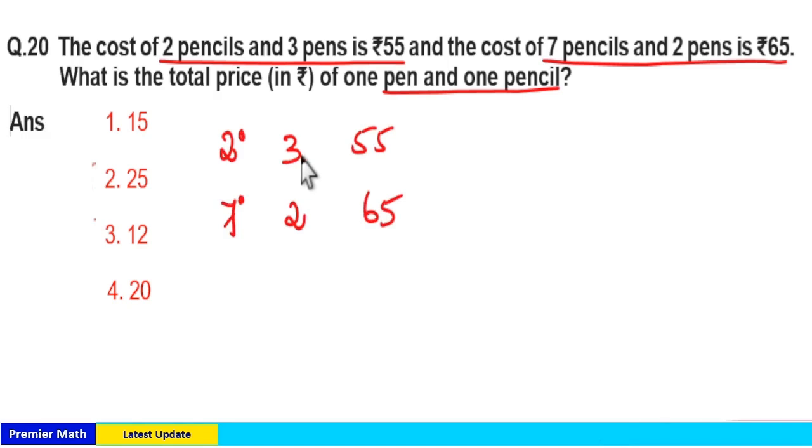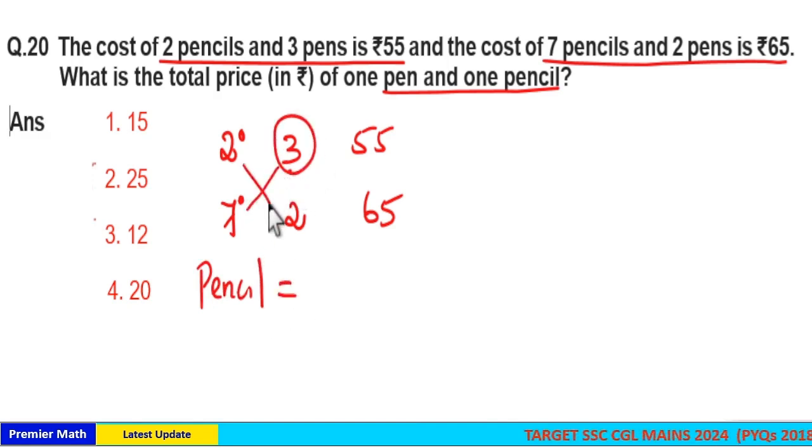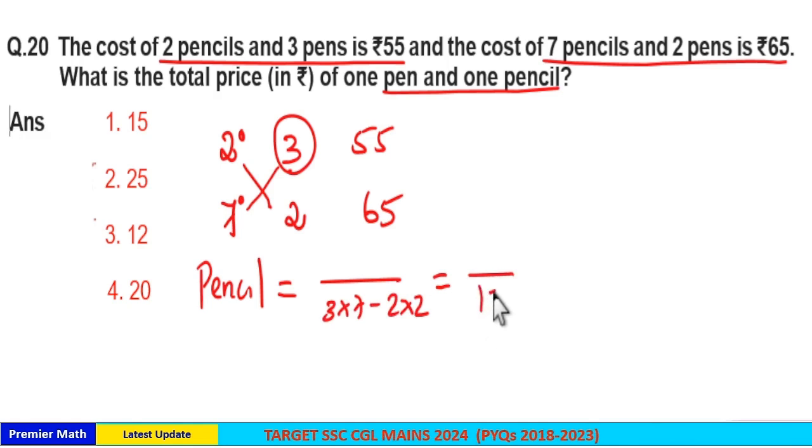Here we have 2x plus 3y is 55 and 7x plus 2y is 65. So value of x means value of pencil, value of y means value of pen. To find the value of x, that is the value of pencil, mark the middle term, which is 3. 3 into 7 minus 2 into 2 is the denominator of the value of x. 3 into 7 minus 2 into 2 is equal to 21 minus 4, 17.